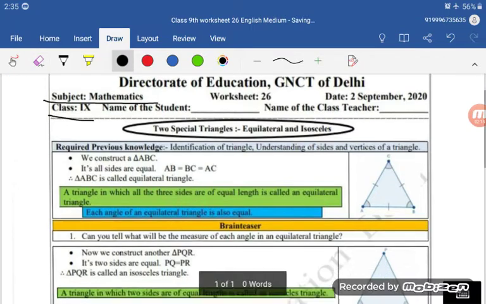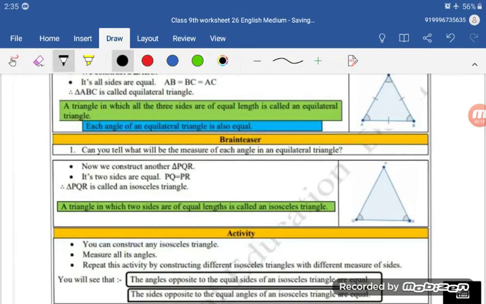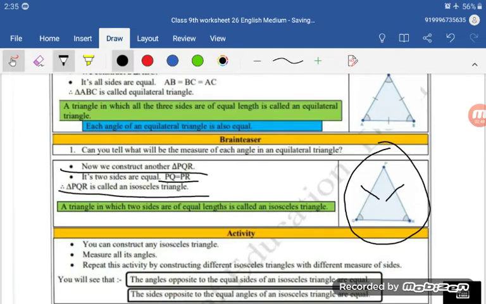Now we move further towards the isosceles triangle. For this, we construct another triangle PQR. Here is a triangle PQR. In this triangle PQR, side PQ is equal to PR. That means in triangle PQR, two sides are equal. That is why we say that this triangle is an isosceles triangle.